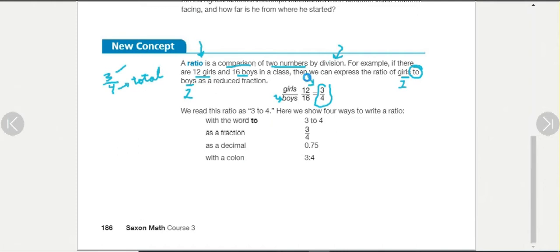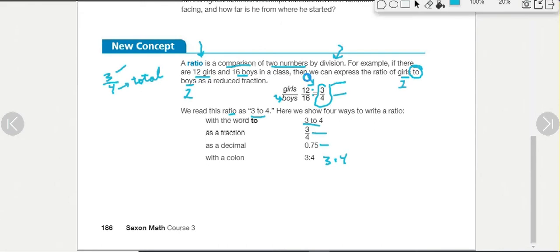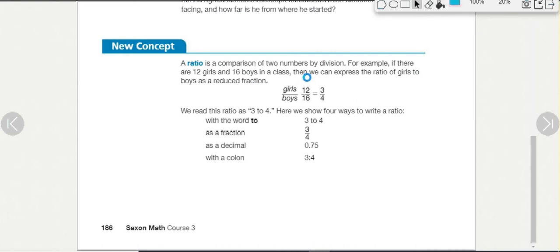Notice they reduce 12 over 16 just like they would a fraction by the common factor of 4, right? 12 and 16 each got divided by 4 to get a reduced final ratio of 3/4. We read it, though, as 3 to 4 because we understand this was a ratio where we're counting two amounts. You can also show it as 3 to 4, 3 over 4, as a decimal, or with a colon, my personal favorite, 3:4, because it doesn't look like any other time, so we really can tell that that's a ratio.